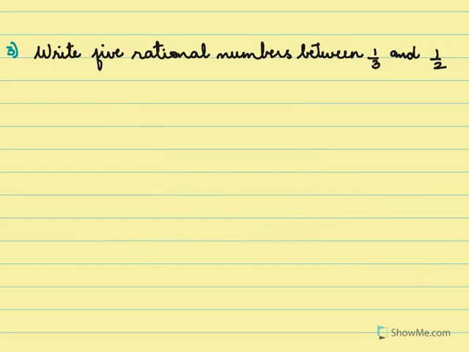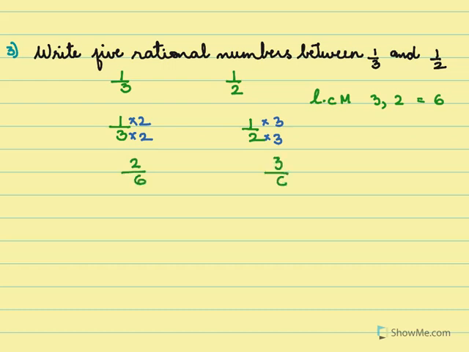Find 5 rational numbers between 1 by 3 and 1 by 2. So I will write here 1 by 3 and 1 by 2. First and foremost, if you notice, the denominators are not the same. So we need to make the denominators the same. We find the LCM of 3 and 2, which is 6. So I multiply this by 2 and also this by 3. So now the fractions become 2 over 6 and 3 over 6.